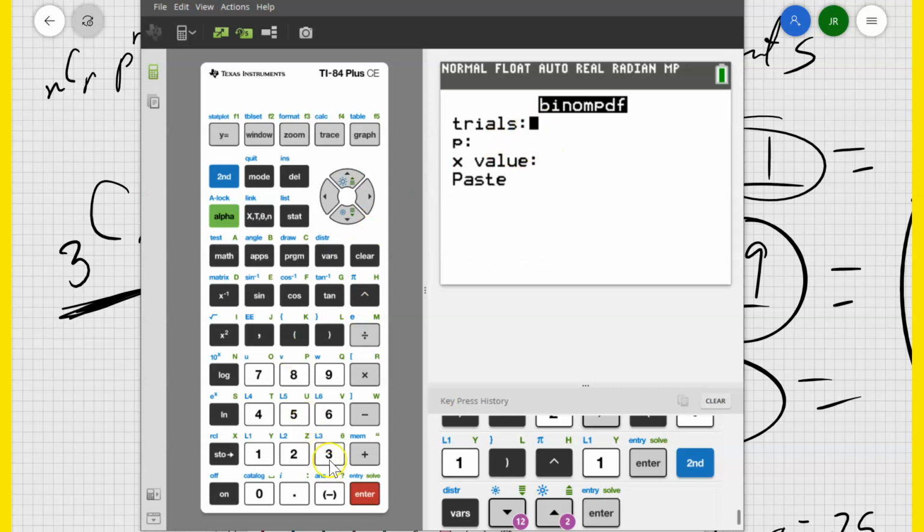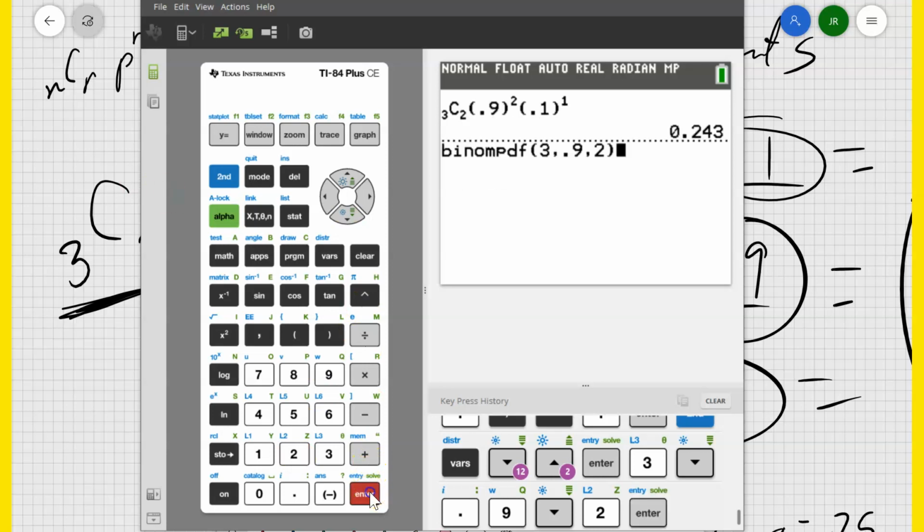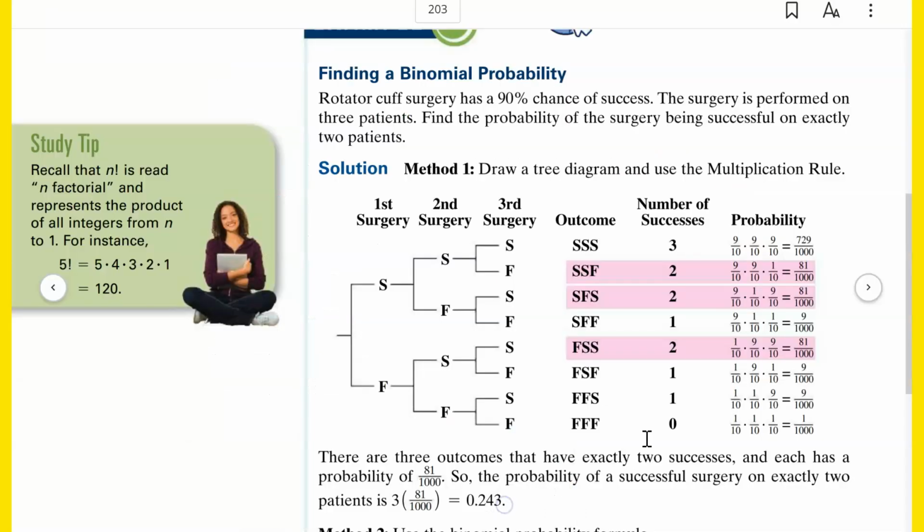Okay, how many trials are we talking about? We're talking about 3 trials. P is the probability of success on a single trial. We said that was 0.9. The X value, we're talking about having exactly 2 successes, so the X value would be 2. And then we just go down here and click paste and hit enter again, and it gives us the exact same answer, and that's probably a lot easier to do. Okay, let's keep on going.